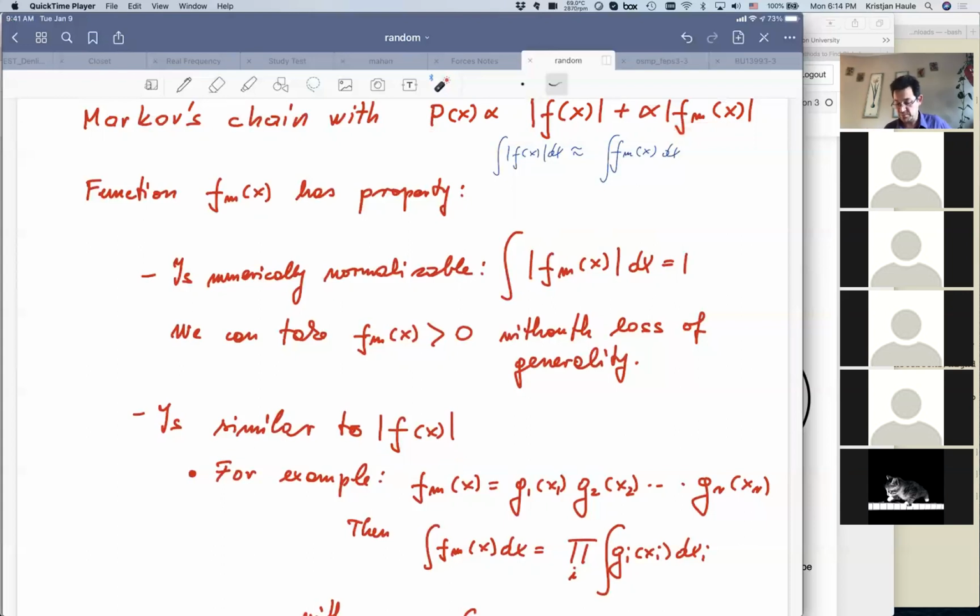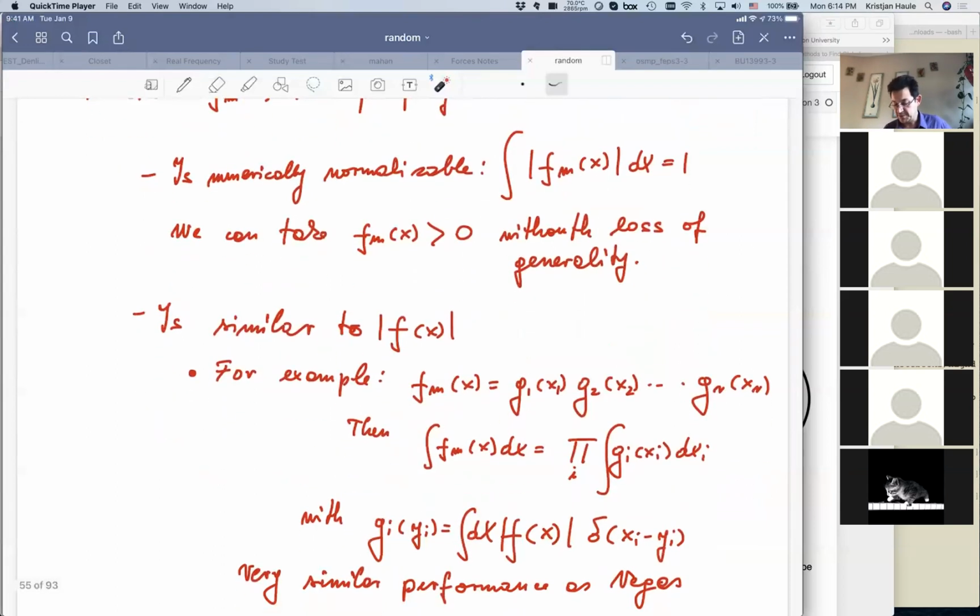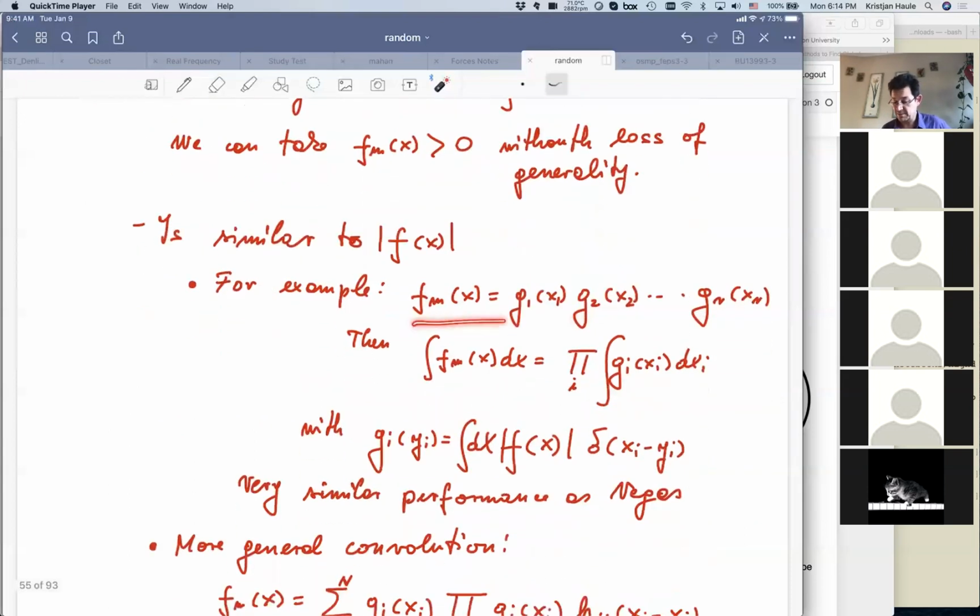For example, one way to make it similar is to say that the function fm of x is just the product of projections to all the dimensions. This is exactly equivalent to what we did in Vegas. So we say our fm of x is the product g1 of x1, g2 of x2, up to gn of xn. Because we write the function as this product, it is very easy to integrate. This is exactly the same thing as Vegas: the integral over the entire dimensions is just the product of the integrals of the functions.